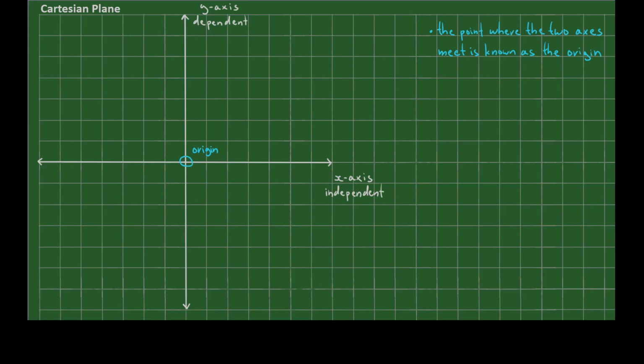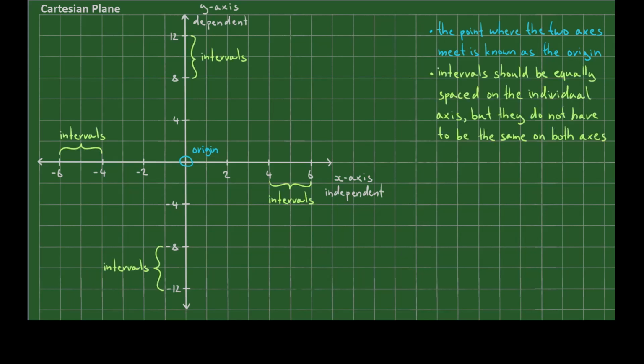In order to plot anything on this Cartesian plane, I need some intervals. Note that the intervals should be equally spaced on the individual axes, but they do not have to be the same on both axes. What do I mean by that? Well, if I examine the x-axis, each interval represents a value or a change in 2. So we go from 0 to 2 to 4 to 6. On the y-axis, I have decided that each of my intervals represents a change of 4. So we go from 0 to 4 to 8 to 12.